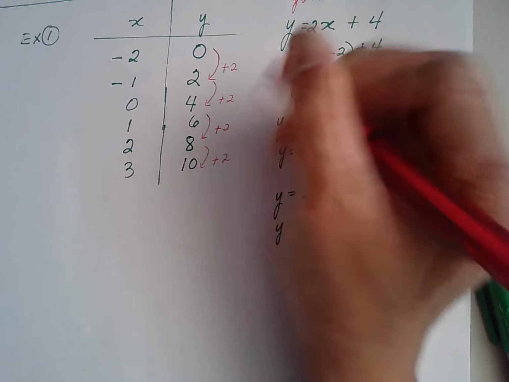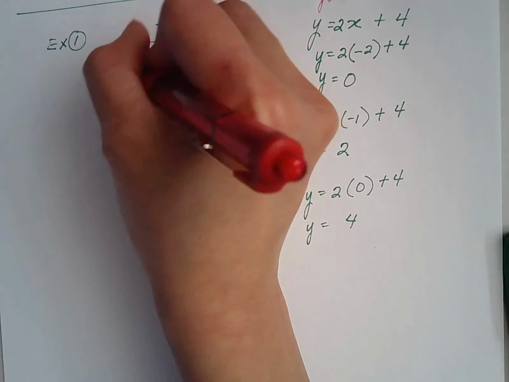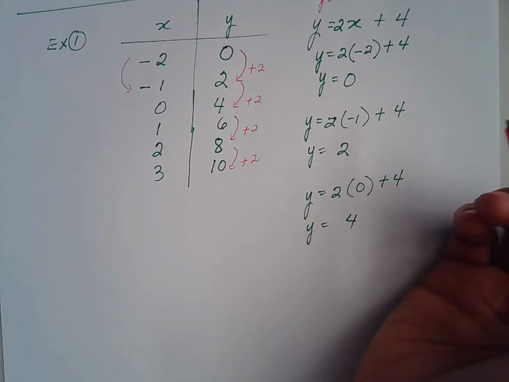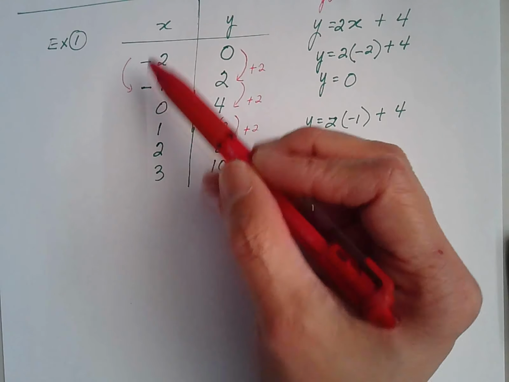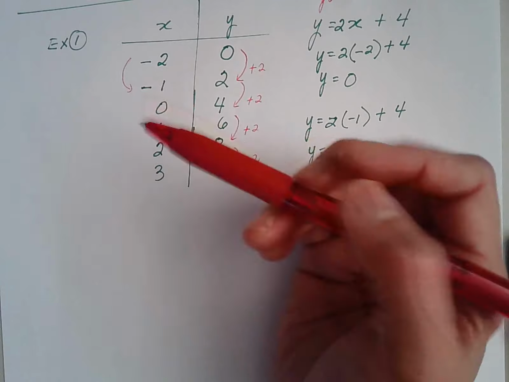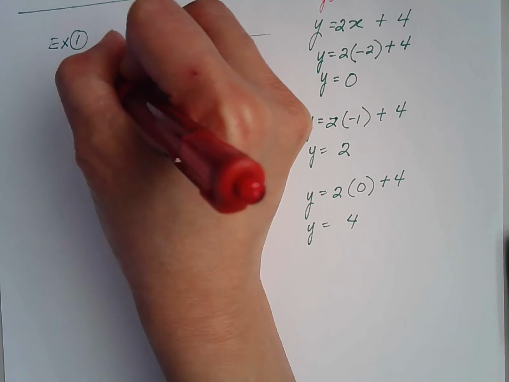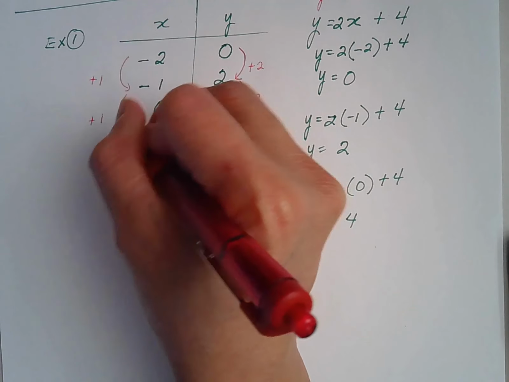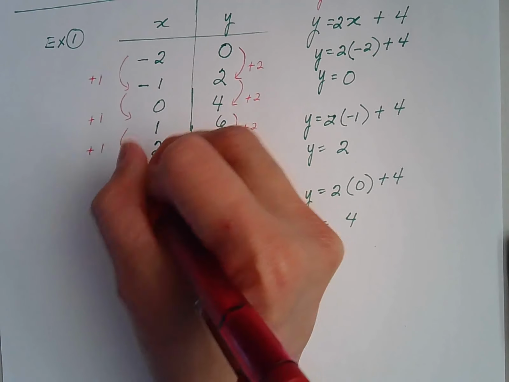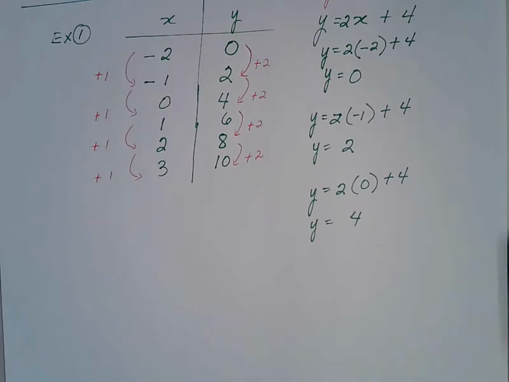And what is the x increasing by? From negative 2 to negative 1 is 1. So it increased by 1. Okay, good.